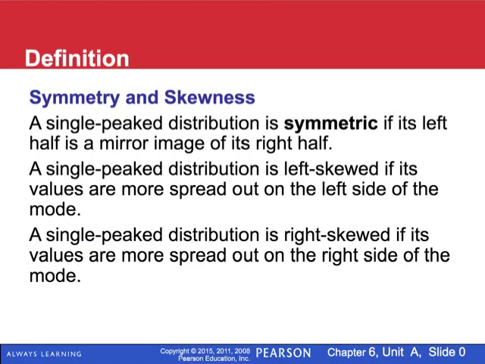A little bit more about symmetry. A single peak distribution is symmetric if its left half is a mirror image of its right half. A single peak distribution is left skewed if it's more spread out on the left side. That's where the tail is. It's right skewed if it's more spread out on the right side. There's a right tail.